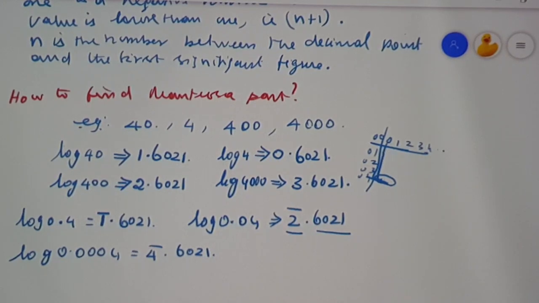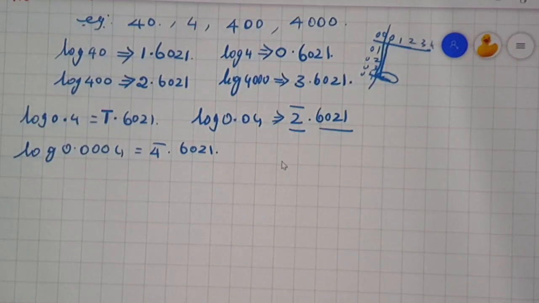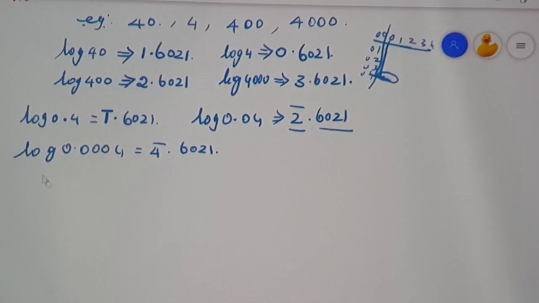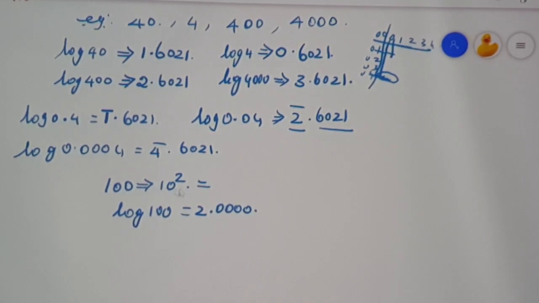Similarly, if you are writing the mantissa part for 10 power, for example, I am having the value 100. This 100 can be written as 10 power 2. So I can write log of 100 is equal to 2 point, and you get the answer for the decimal part as 0, 0, 0, 0. Or you can write log of 10 power 2, that is 2 log 10.